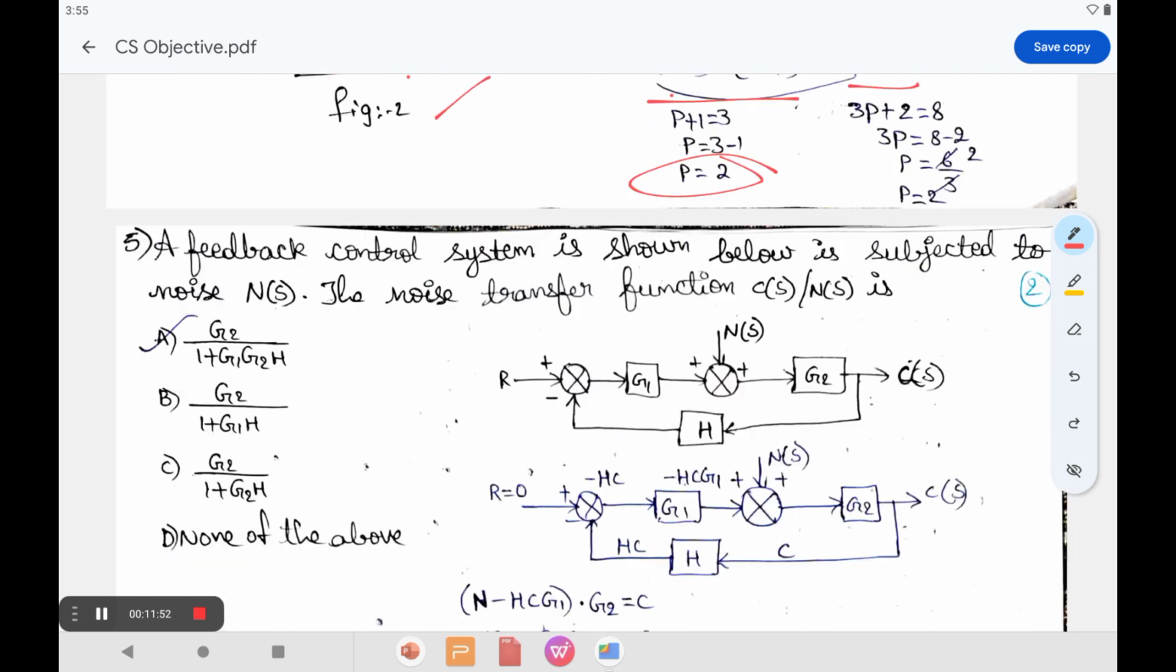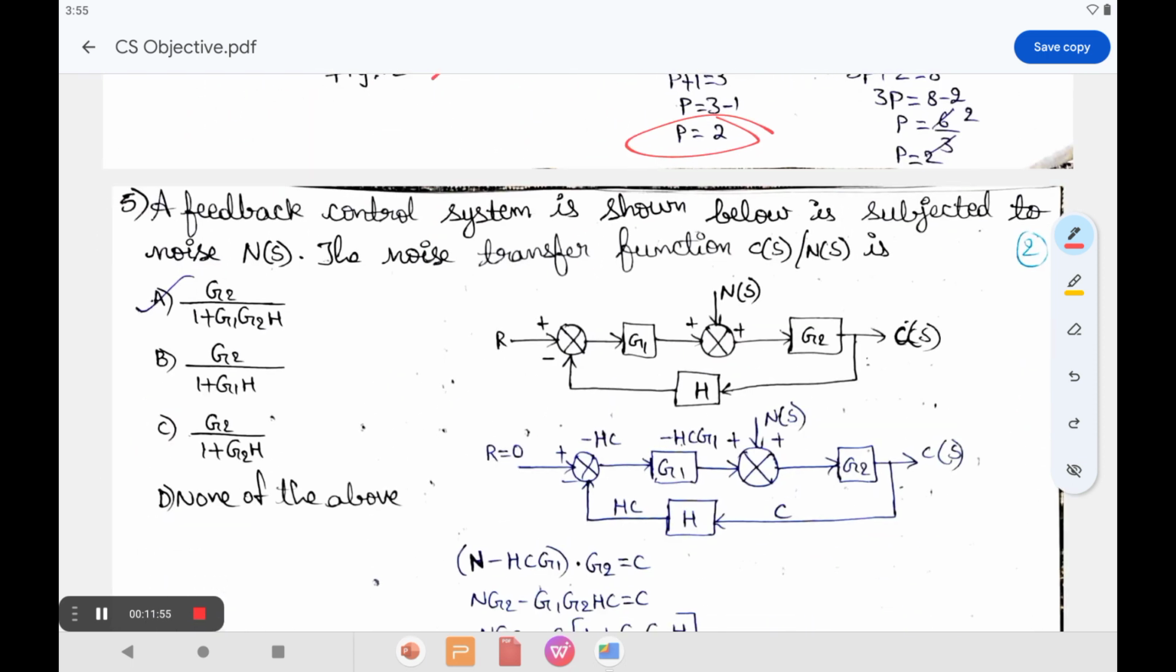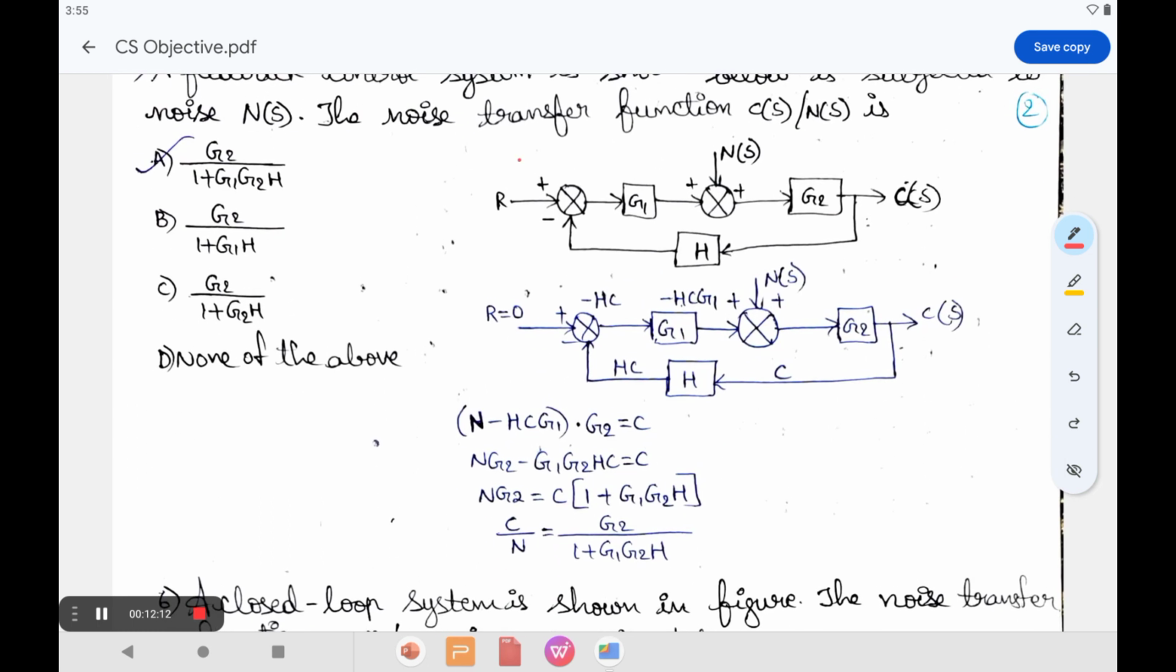Okay, at the same time, the fifth question in this point of view is nothing but a feedback control system shown in figure, subjected to the noise N of S, and the noise transfer function is C of S by N of S. So C of S by N of S value find out cheyandi annaru. Okay, so for this point of view, at that time we need to take only one input. At that time I will consider R value is equal to 0. Now at that time what happened? N of S is the input and C of S is the output. Therefore C of S by N of S is the transfer function for this case, right?